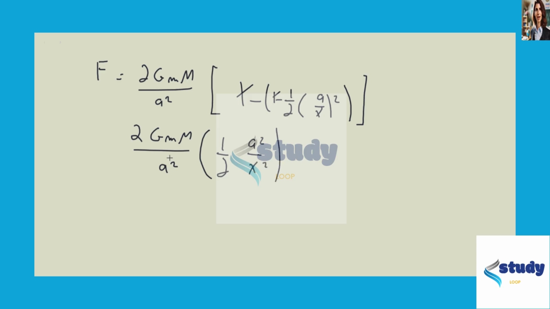And so now we finally have some things canceling. This a squared goes away, these 2's go away, and we're just left with G little m big M over x squared. So exactly the force we'd expect between 2 point particles of mass little m and big M separated by a distance of x.